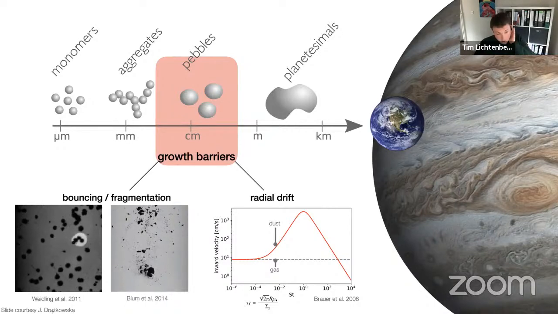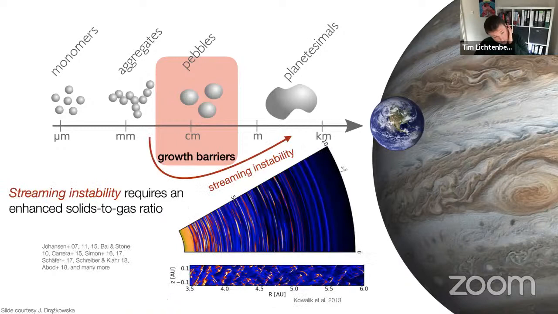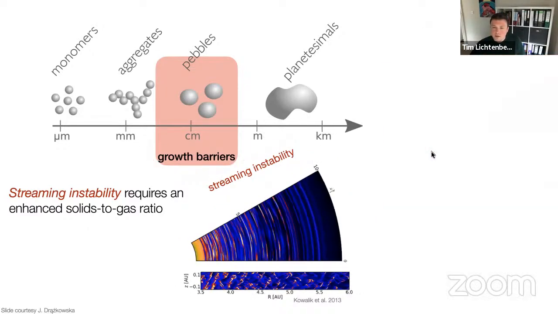Now, one of the leading ideas to circumvent these problems is streaming instability, which solves the issue of these growth barriers at about a centimeter scale by jumping directly from millimeter-sized grains to kilometer-sized asteroid-like objects. On the right-hand side here is a video of this process.